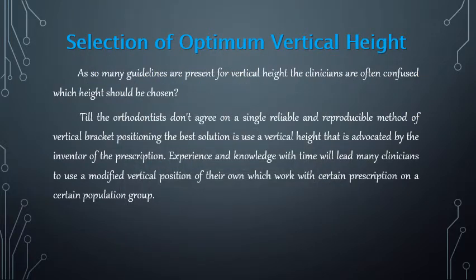Selection of optimum vertical height. As so many guidelines are present for vertical height, the clinicians are often confused which height should be chosen. Till the orthodontists agree on a single reliable and reproducible method of vertical bracket positioning, the best solution is to use a vertical height that is advocated by the inventor of the prescription. Experience and knowledge with time will lead many clinicians to use a modified vertical position of their own, which works with certain prescription on a certain population group.